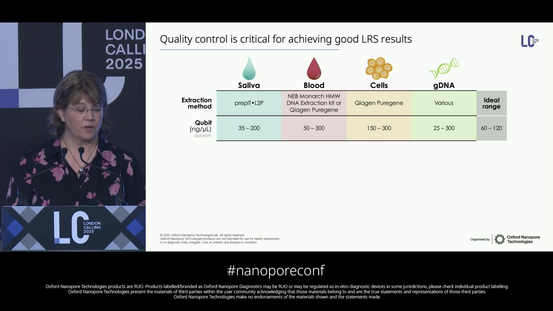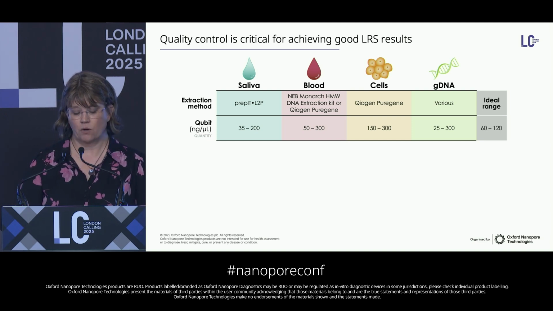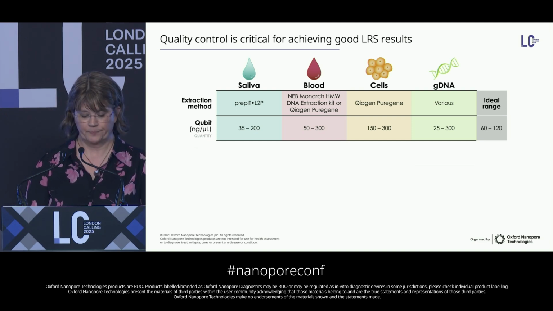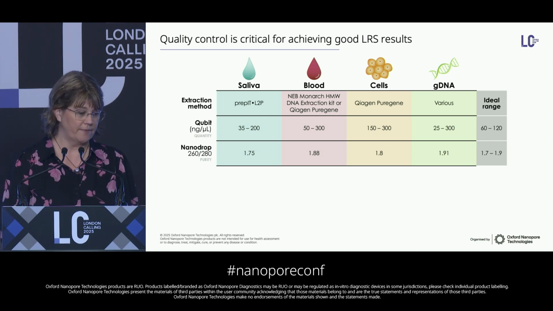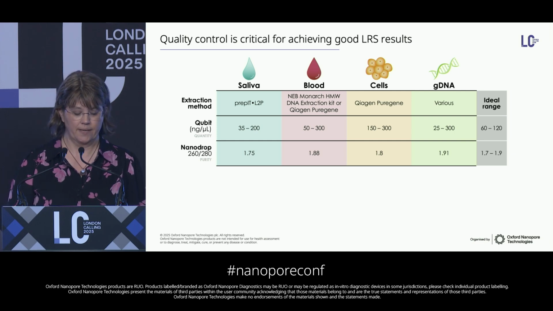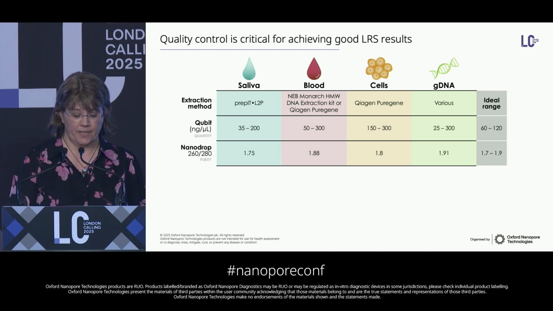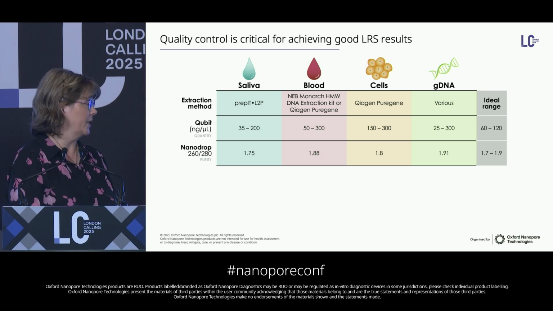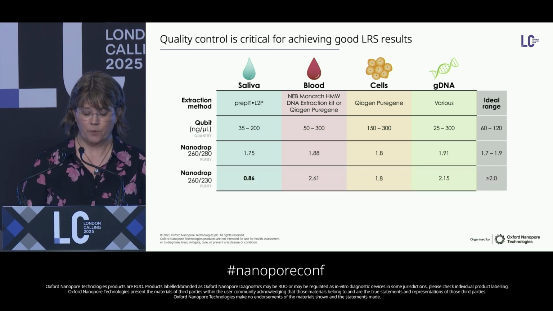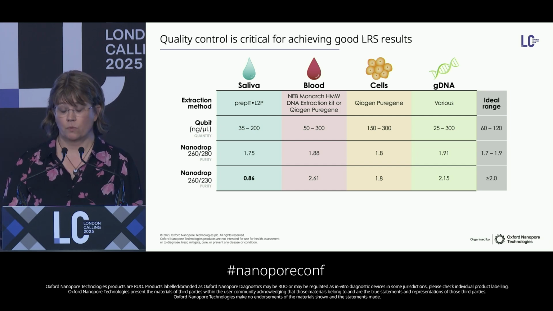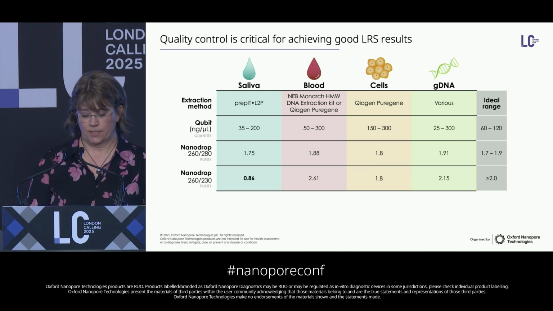Following extraction, we quantify our DNA on a Qubit fluorimeter. This table shows typical DNA concentrations we see across different sample types. Then we assess the purity of the DNA using our NanoDrop. 260/280 values give us a sense of protein and RNA contamination, with ideal values for pure DNA around 1.8. And typical values for each sample are shown here. The 260/230 ratio flags contaminants like salts or residual reagents, and is often where we see issues, especially with saliva, due to mucins and other carryover.